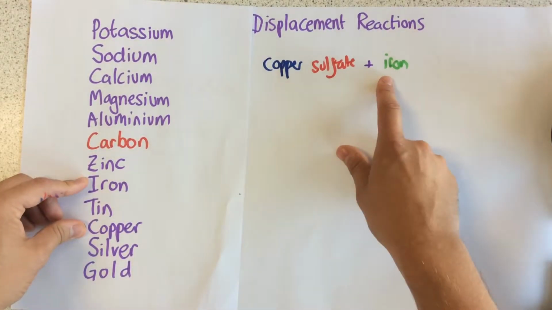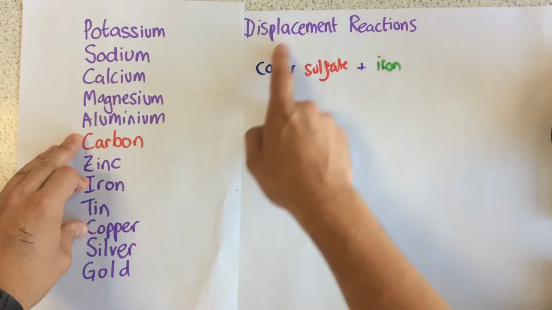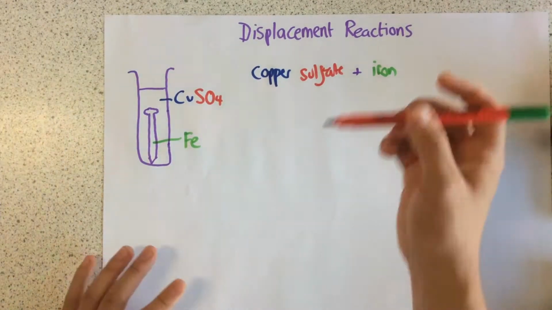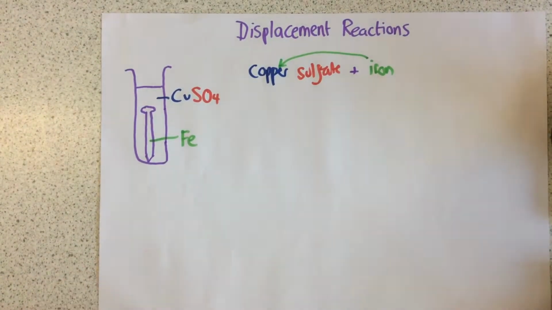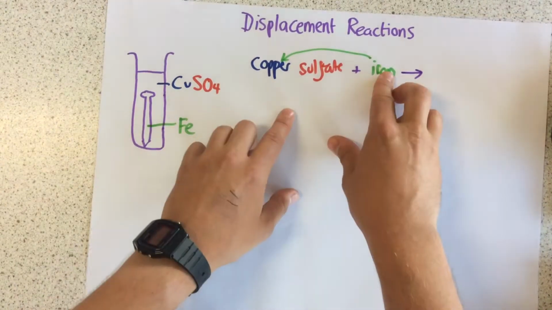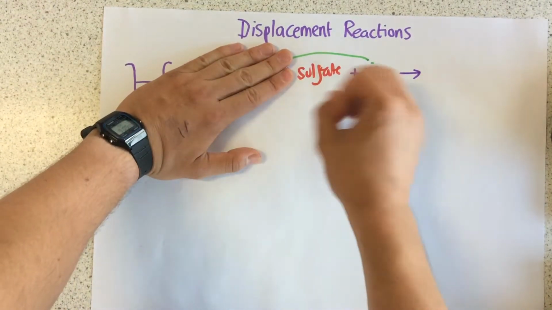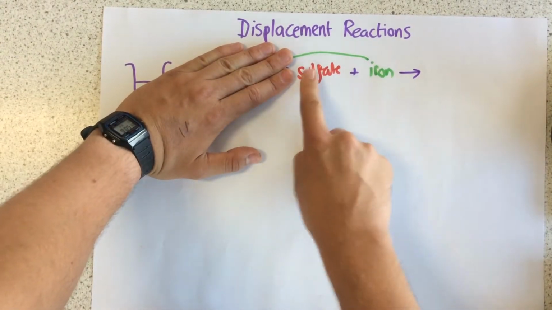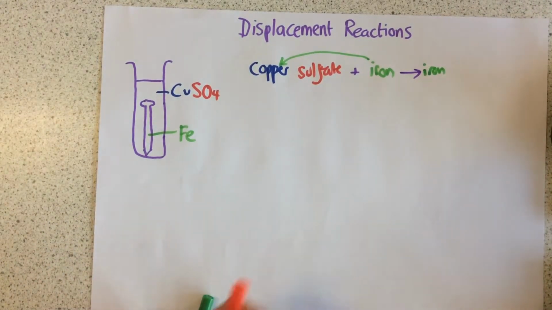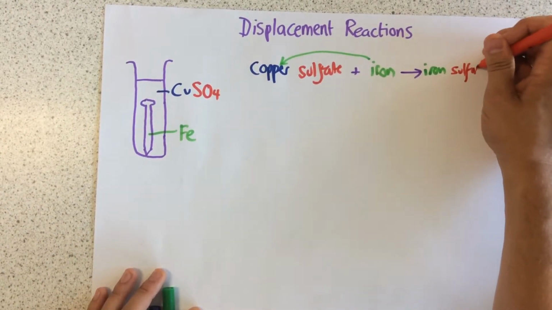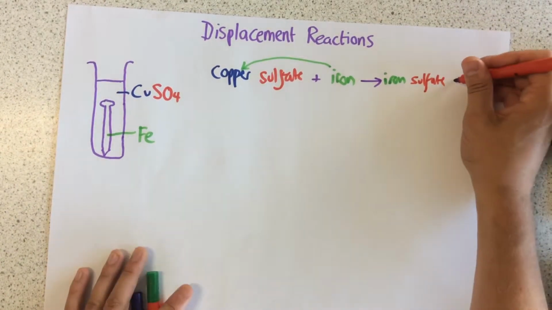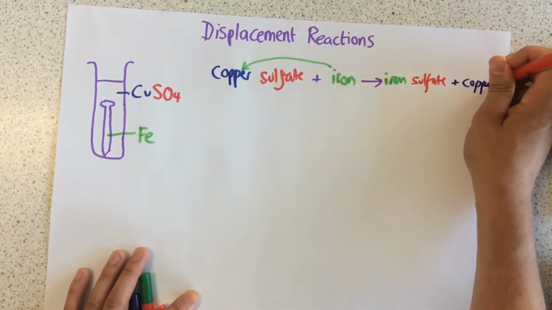So what is going to happen is the iron is going to displace the copper. Means it takes its place. So like this. Now what we're left with is going to be this. Because the iron has displaced, got rid of the copper, kicked it out, we now have iron sulfate. So that's the name of the salt that is produced, iron sulfate. But our copper is now all by itself. So it's iron sulfate plus copper.